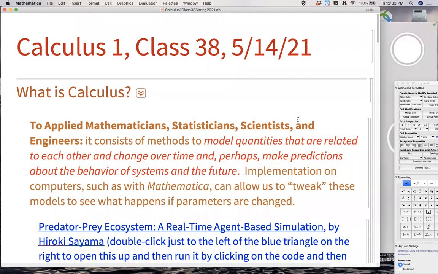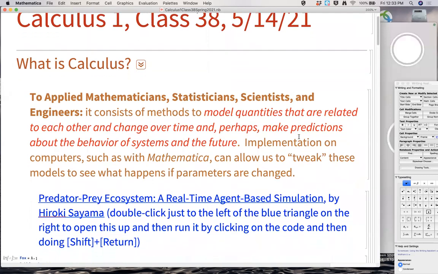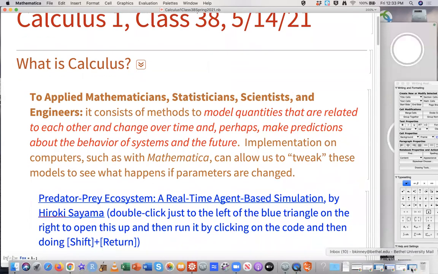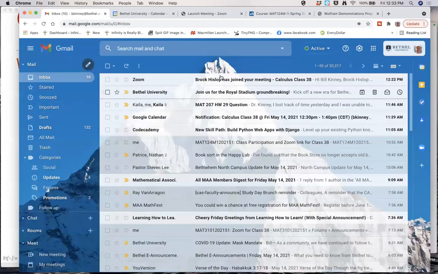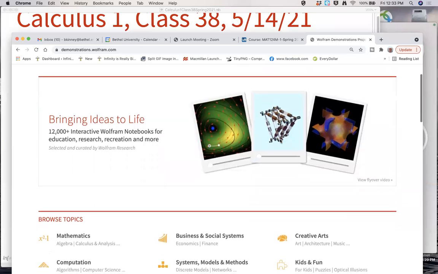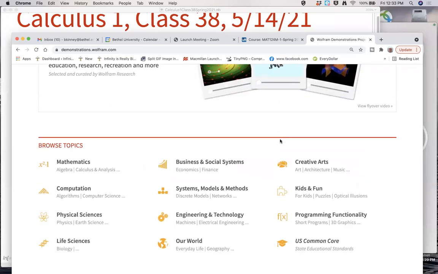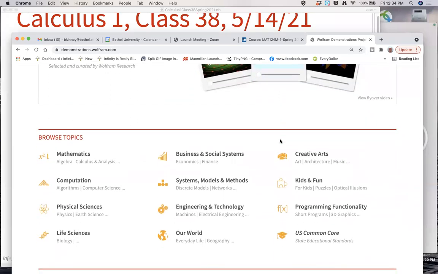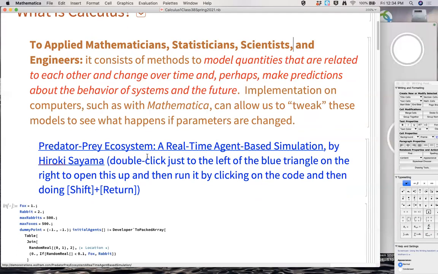Like I said, I've got a lot of different Mathematica code in here, some of it off of something called the Wolfram Demonstrations Project, which is a place you can go to download lots of different things that people have done around the world to show you how math interacts with different things in science and engineering, for example. You've got these different topics you can browse, you can download different kinds of code, and you can run the code. And this particular code that I have right here, it's called a predator-prey ecosystem, real-time agent-based simulation. It's one of my favorites.